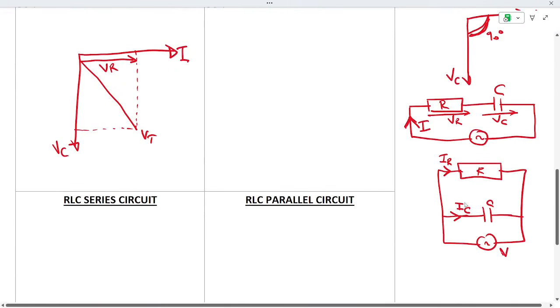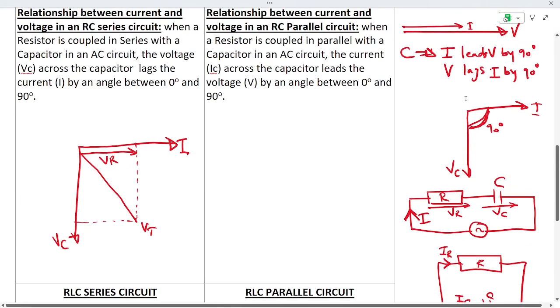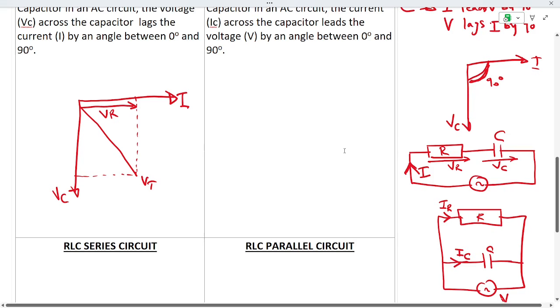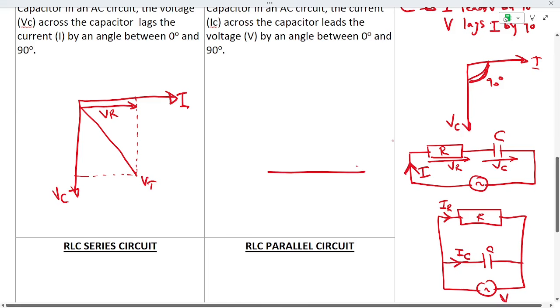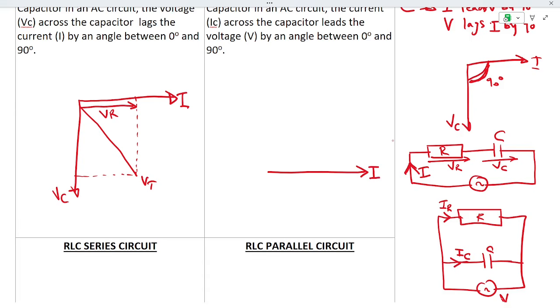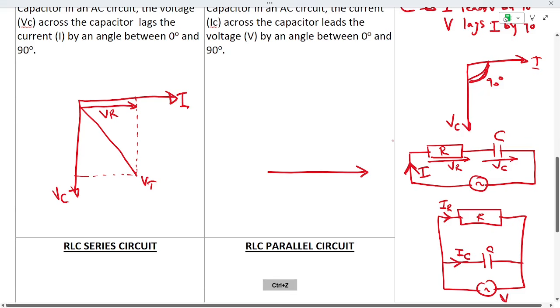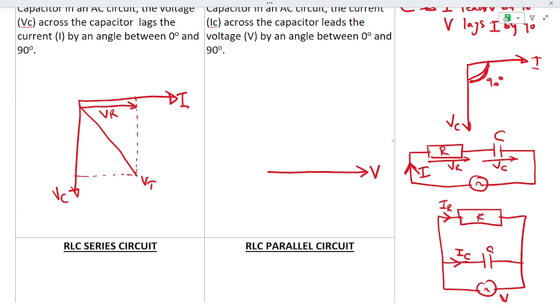How is the current versus the voltage in a capacitor? The current leads the voltage by 90 degrees, or the voltage lags the current, so we know that. So what is our point of reference in a parallel circuit? Our point of reference is going to be the voltage, so we know that already. It's going to be a horizontal vector.